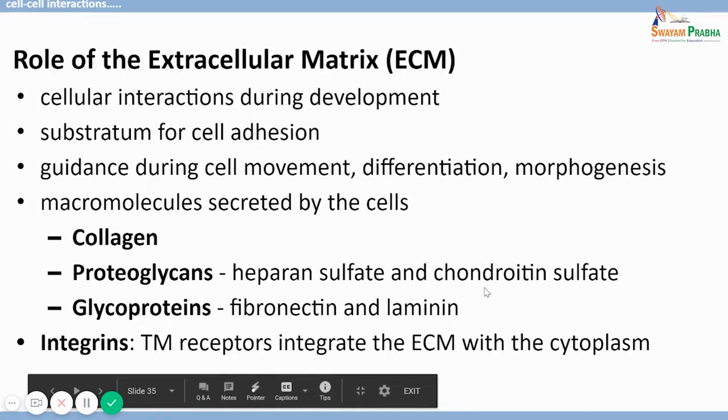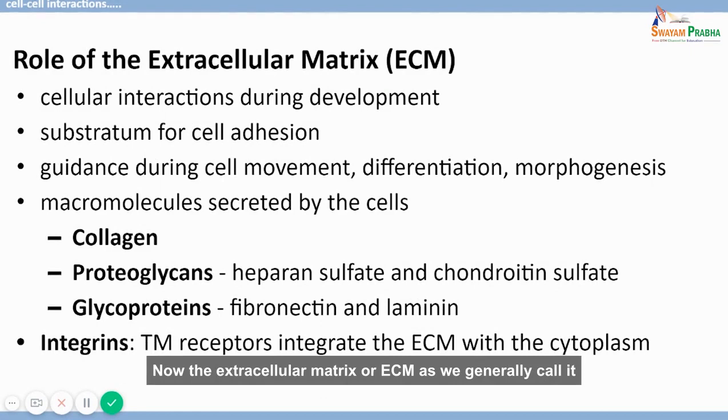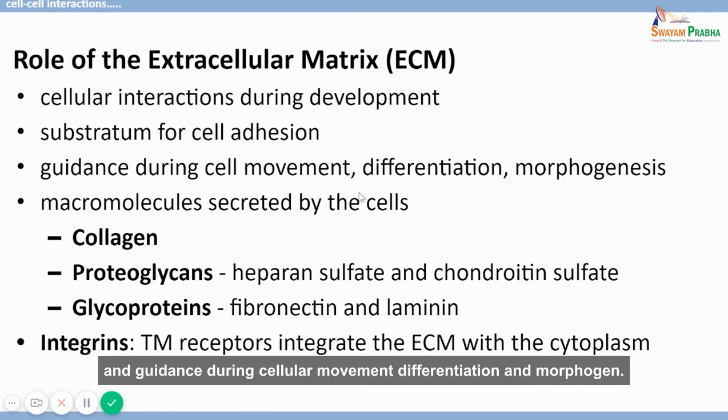Then next is the role of extracellular matrix. Now, the extracellular matrix, or ECM as we generally call it, plays an important role in cellular interactions during development. ECM provides the substratum for cell adhesion and guidance during cellular movement, differentiation, and morphogenesis. It is constituted of an insoluble network of macromolecules which are secreted by the cells. And predominantly, what is present?